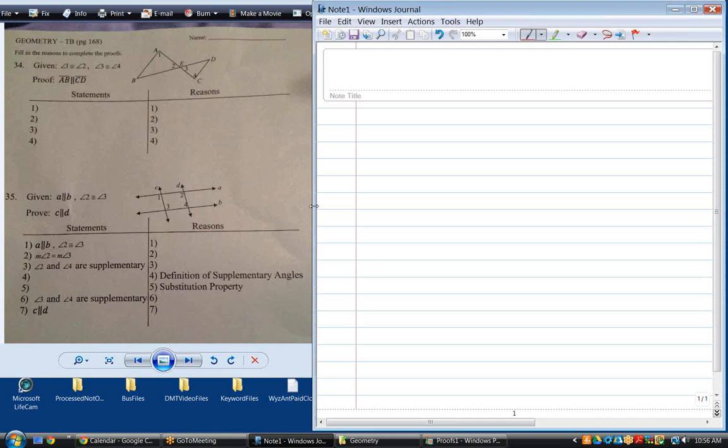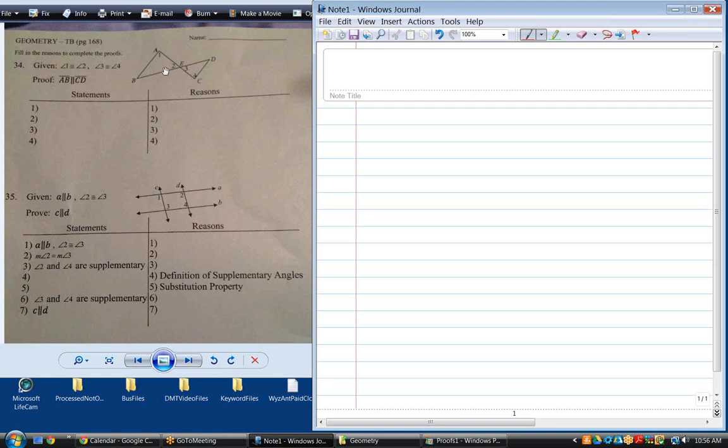All right, so what's statement 1? Just like the givens. Angle 1 is congruent to angle 2, and angle 3 is congruent to angle 4. So I would put that right there, and the reason is given. Okay, and our goal is to prove that AB is parallel to CD.